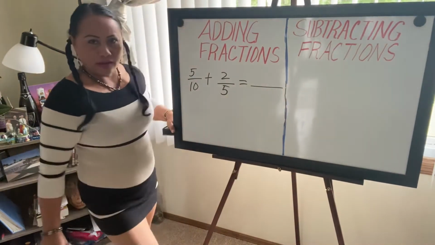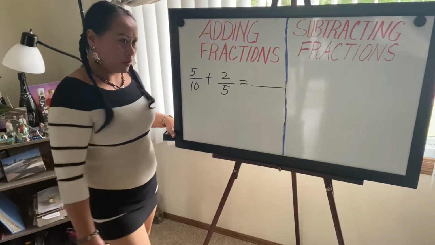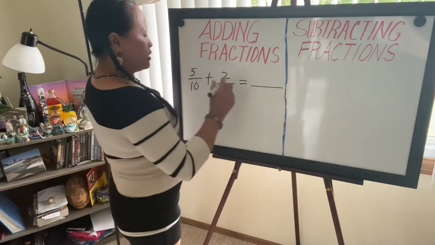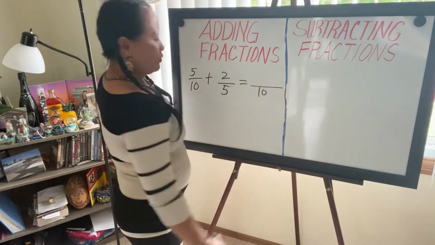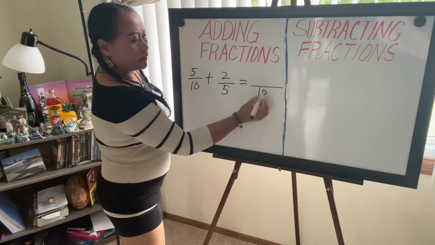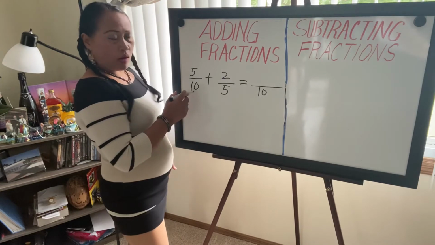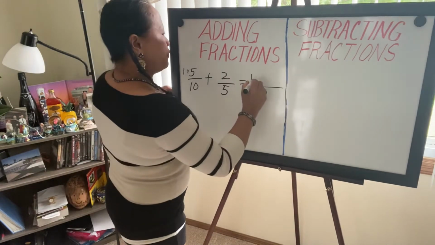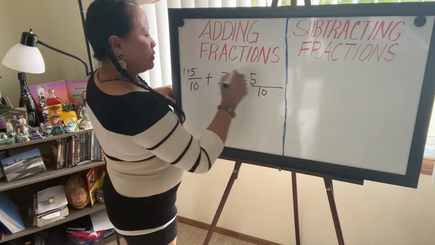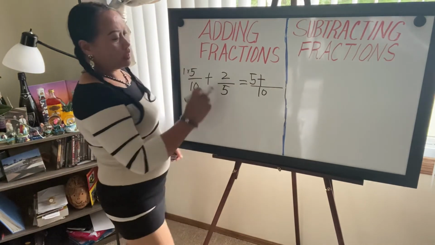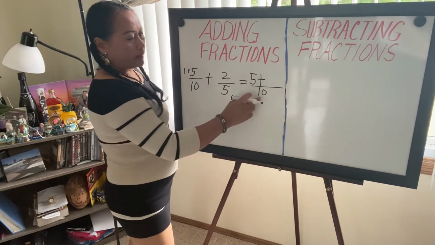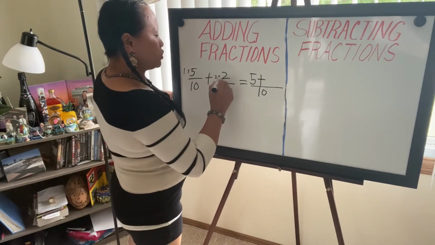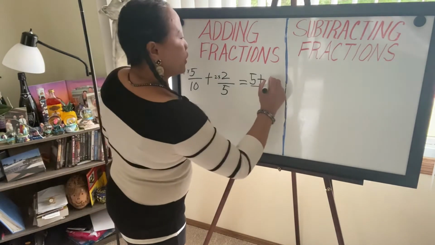What do you think is the LCM? Think of a number that can be divided by both denominators. Let's try 10. 10 divided by 10 equals 1. 1 times 5 equals 5. Now, put the plus sign. And then next, we'll do the second fraction. 10 divided by 5 equals 2. And then 2 times 2 equals 4.